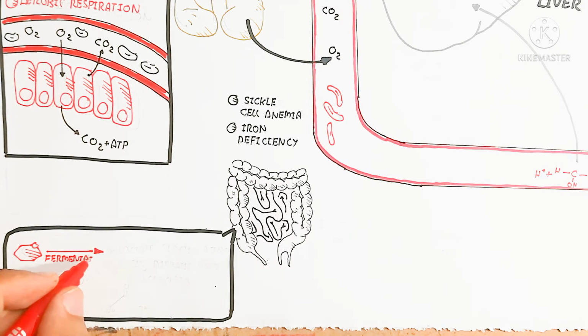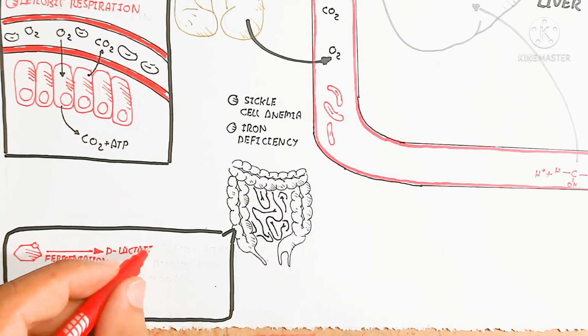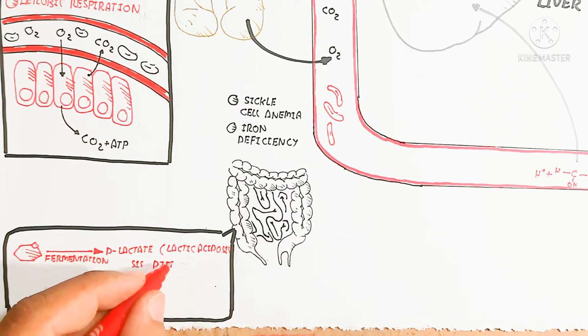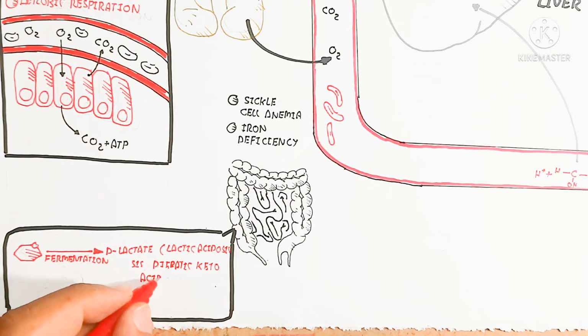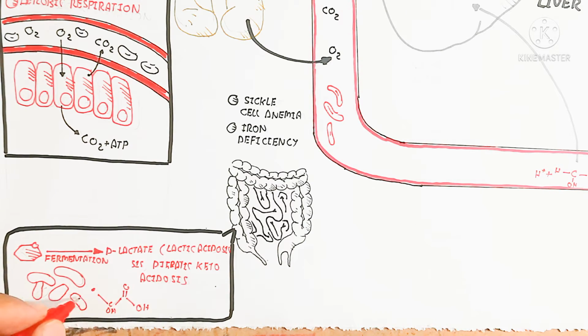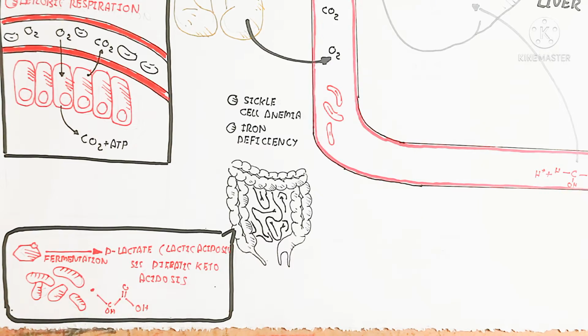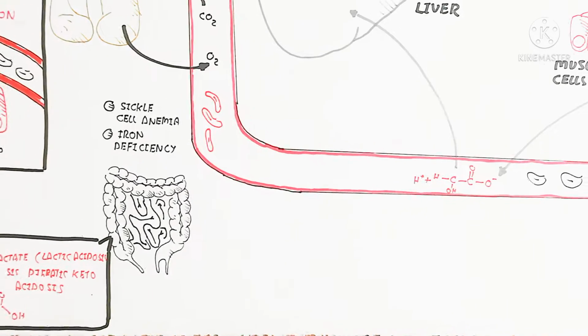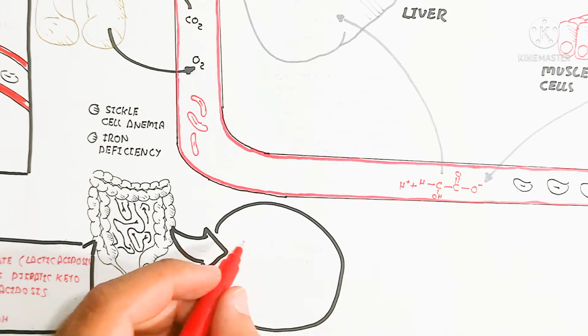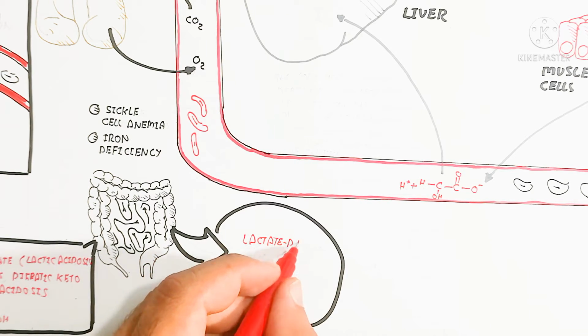That lactic acid is known as D-lactate. This lactic acidosis, along with diabetic ketoacidosis, can also occur in diabetics. So there is the growth of bacteria in our gut, the microbiota present in our digestive system, the large intestine. This is the large intestine, which contains the ascending colon, transverse colon, and descending colon.